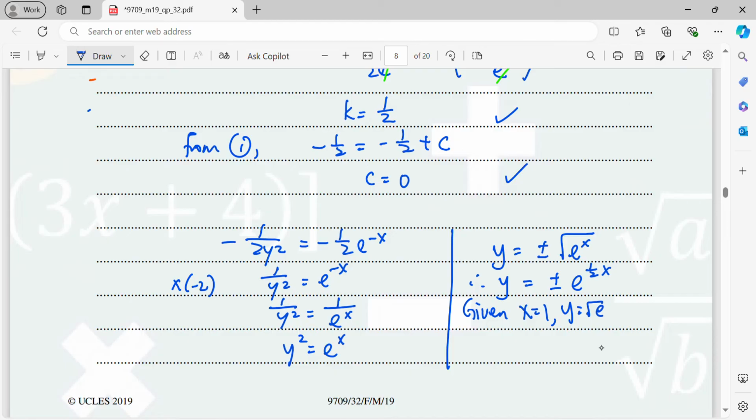So now given x equals 1, y is square root e, that means it is impossible to accept the negative, right? When you look at here, your x is 1, your y is plus minus square root e already. So therefore, my final answer should be just e to the power half x, or probably you can just write square root e to the x, up to you.